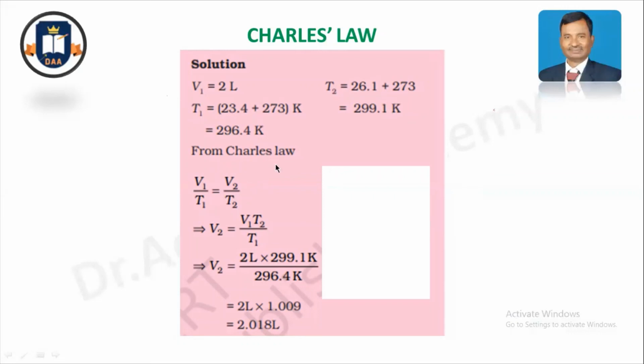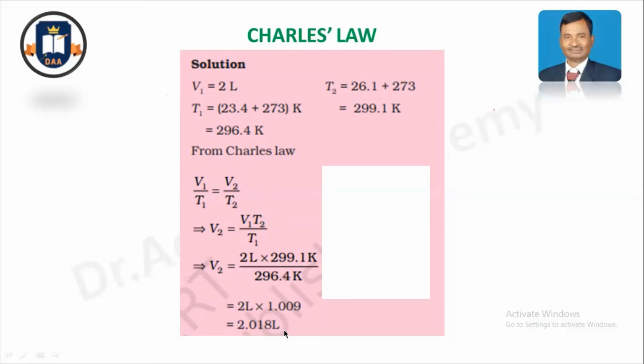And from Charles' law, as already described, V1 by T1 is equal to V2 by T2. Now the unknown is V2. So V2 is equal to V1 T2 by T1. Then you put in all the values, because you know V1, T2 and T1 from the problem. So if you put this in, then after our calculation V2 is equal to 2.018 liters, and that is the answer to the problem.